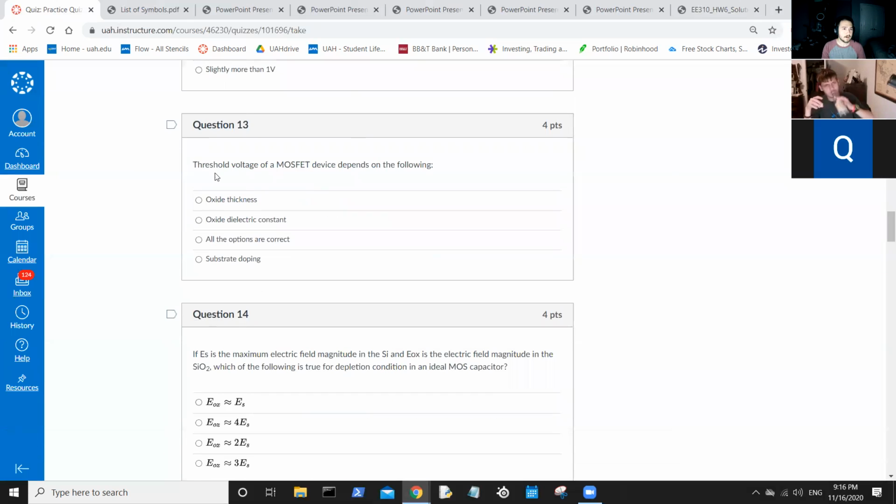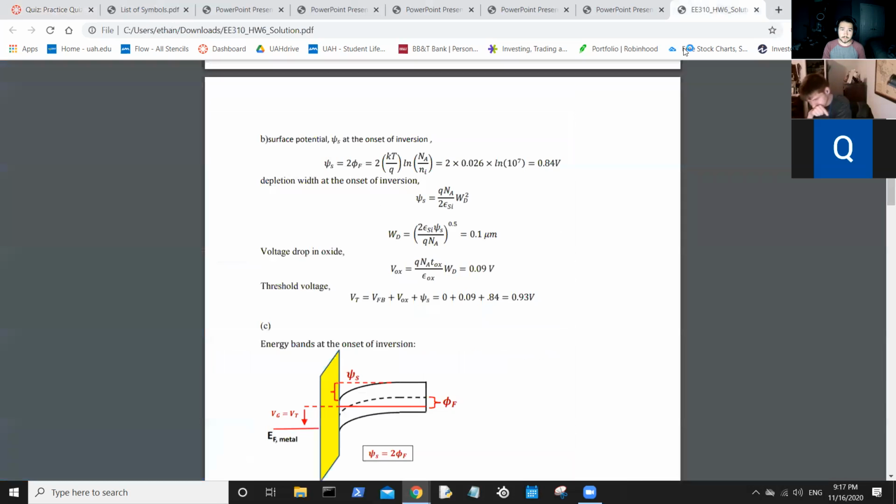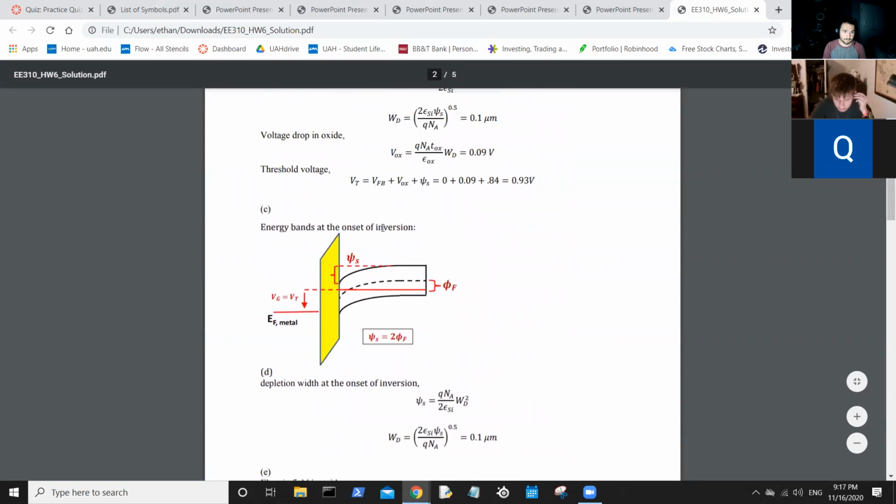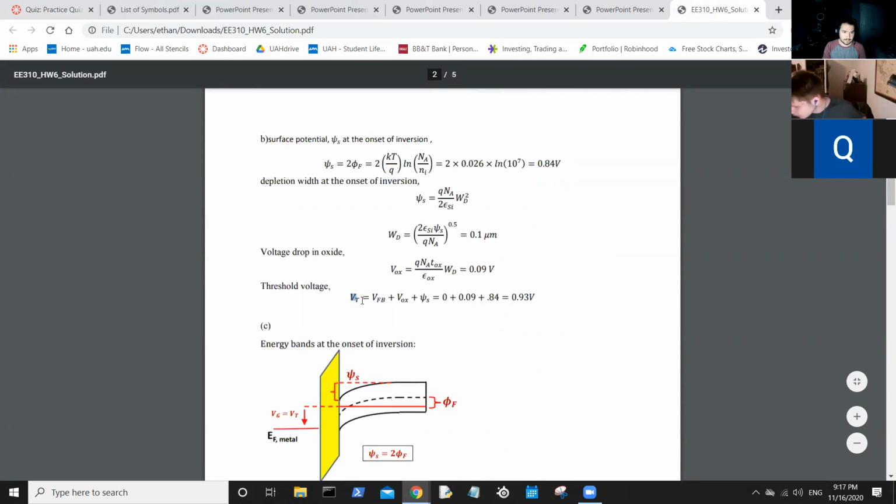All right. And then, threshold voltage of a MOSFET depends upon the following. This is one of those questions I said is going to come up earlier. So threshold voltage, this is the type of question you can look at the equation to find the answer to. But let's think. Substrate doping. Let's just look at the equation for VT. VT is equal to VFB plus VOX plus this. So we can look across VOX and this equation.